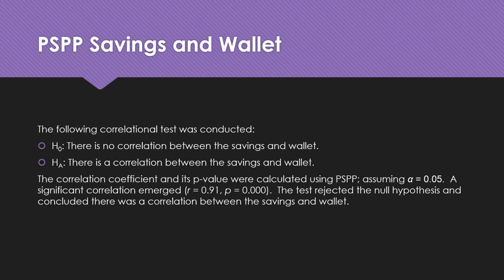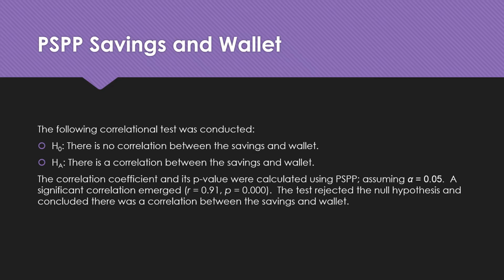PSPP savings and wallet. The null hypothesis indicated there is no correlation between savings and wallet, whilst the alternative hypothesis indicated that there is a correlation between savings and wallet. The correlation coefficient is 0.91 with a p-value of 0.00, as calculated by PSPP.